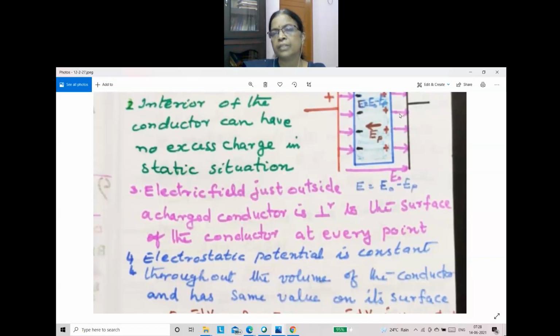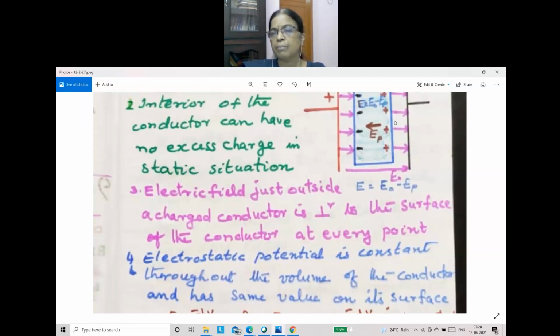We consider there is an electric field inclined at an angle. If there is such an electric field inclined to the surface, it will have two components: one perpendicular and one along the surface. And if there is a component along the surface, charges would have flown in that direction. Positive charge will move in the direction of the electric field. Electrons will move opposite to the direction of the electric field.